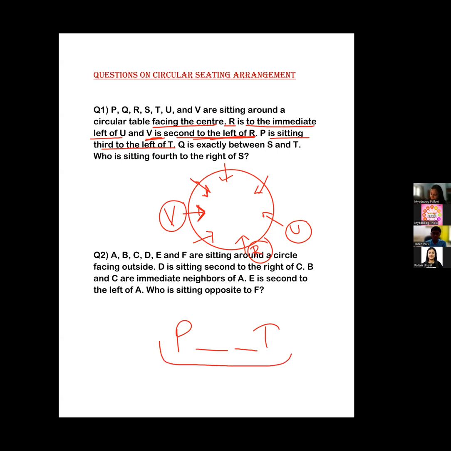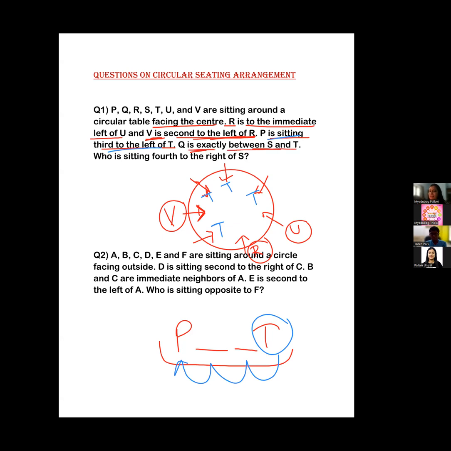Now T can be anywhere. T can be here also, and here also, because the position is not fixed yet, right? We just know that wherever we place T, P should come third to its left, because this condition is given here. Also, let us see the last one, that is Q is exactly between S and T.